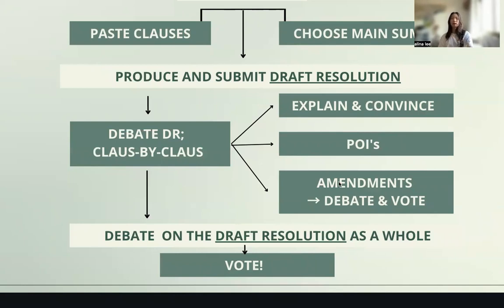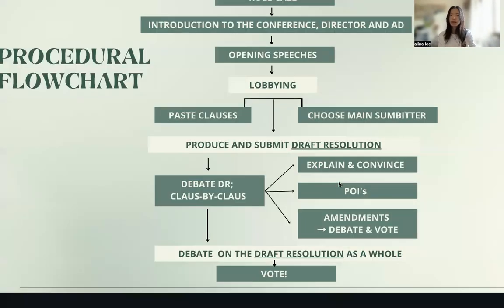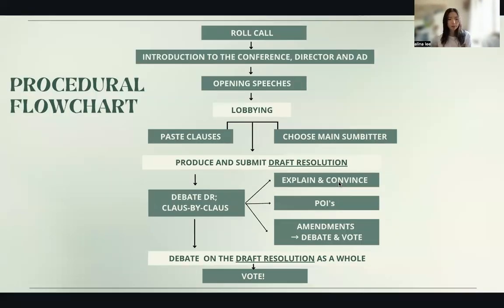Then the chair will call on people who are for and against, and then you will vote for it. Oh, before that, you will have a 2 for and 2 against, where other delegates can try to convince everybody as a whole to vote for this resolution, and others might try to convince you to not vote for it. And that's the procedure flow chart, and it's very basic.